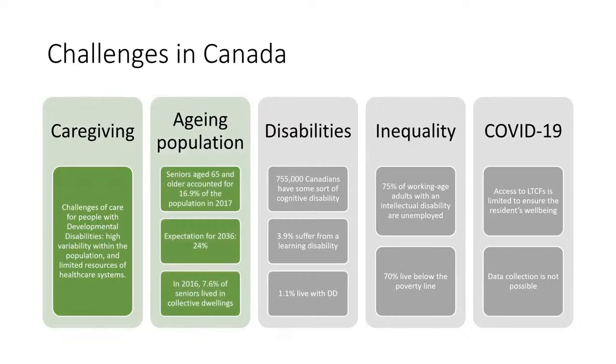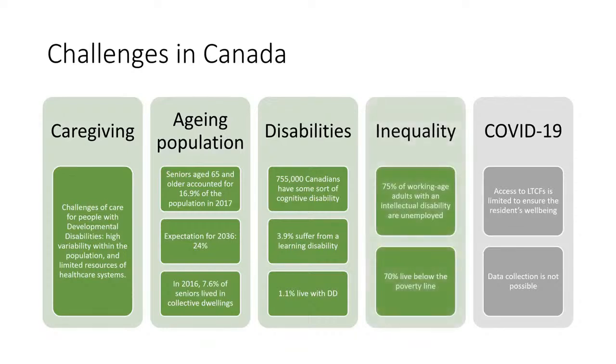In 2017, seniors aged 65 and older accounted for 16.9% of the population, and this number is expected to grow to 24% by 2036. The census of 2016 also shows that 7.6% of seniors lived in collective dwellings, such as long-term care facilities. Regarding disabilities, 755,000 Canadians have some sort of cognitive disability. Around 3.9% of Canadians suffer from a learning disability, while 1.1% live with developmental disabilities.